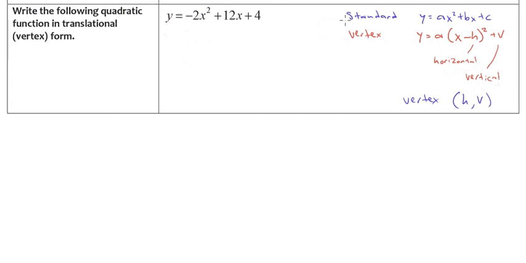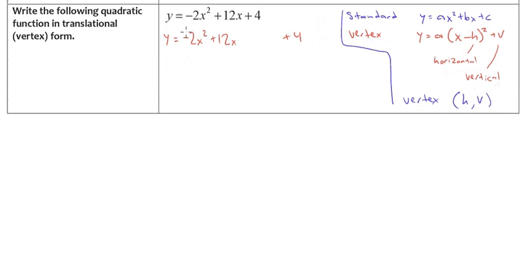Now let's go ahead and take a look at how we get there. Again, it's in standard form, but to transition over to transitional form or vertex form, we're going to use completing the square. Just like you have in the past, we're going to leave a gap here for the value we're going to add in. So I'm just going to move the plus 4 over to the side for a moment.